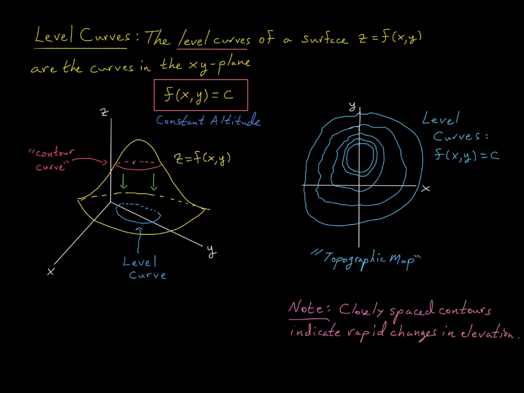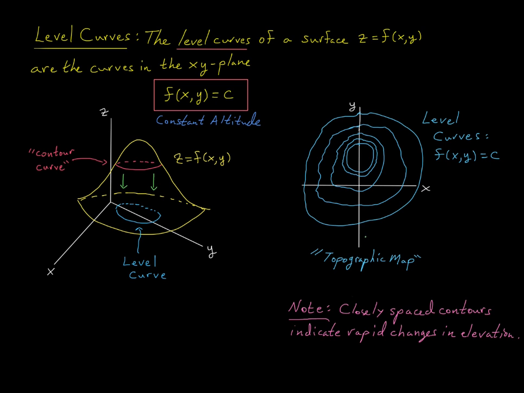So if I'm on this hillside and I want to walk along some path so my altitude does not change, then I should walk along what we're going to call this red contour curve. All points on this curve are at the same altitude. Now, if I project that curve down onto the xy plane, that's what we're calling the level curve of the surface at that altitude. And if you put this all together for various altitudes, you're going to get a map like this, and we'll call this thing a topographic map.